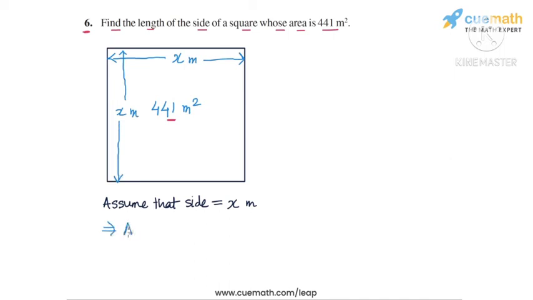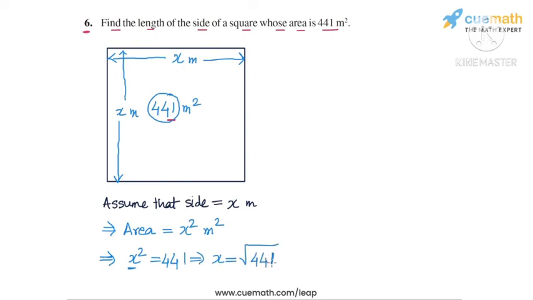How can you do that? The area will be x into x, so the area will be x square meter square. Because the area is equal to 441 meters square, which is already given to us, this means that x square will be equal to 441, or x will be equal to the square root of 441. So all we need to do is simply find the square root of 441. Let's do that by the division method of finding square roots.